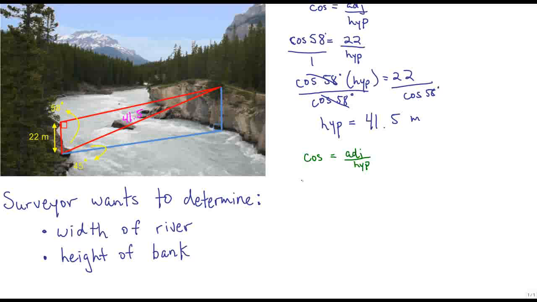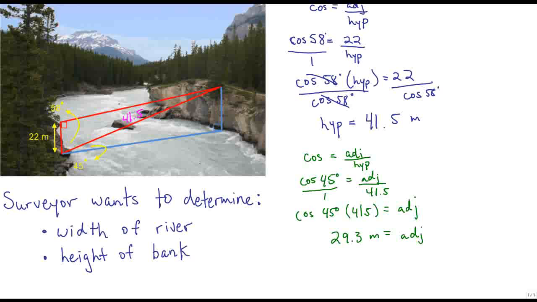So we have cos of 45 degrees is going to equal adjacent over our hypotenuse, which is 41.5. Quickly turn this into a proportion to make it easy to calculate. So we have cos 45 degrees times 41.5 will equal our adjacent. And after we punch it in on a calculator, we get 29.3 meters. So now we have just determined the width of the river to be 29.3 meters.